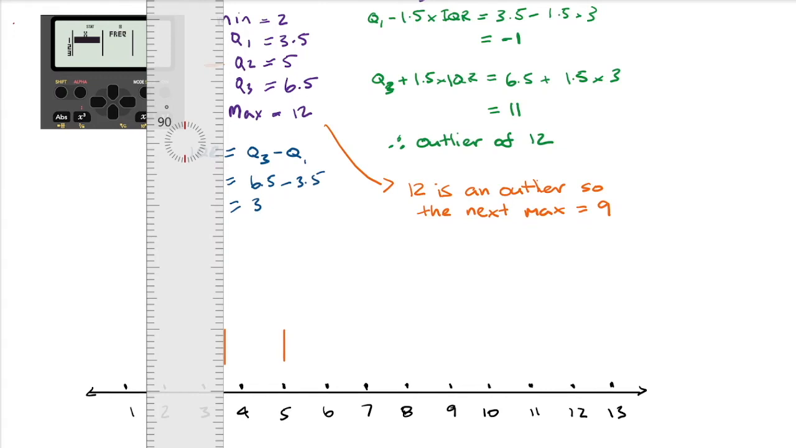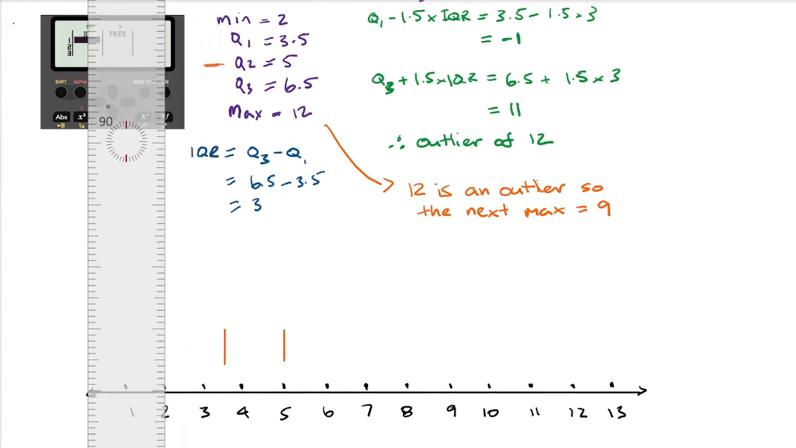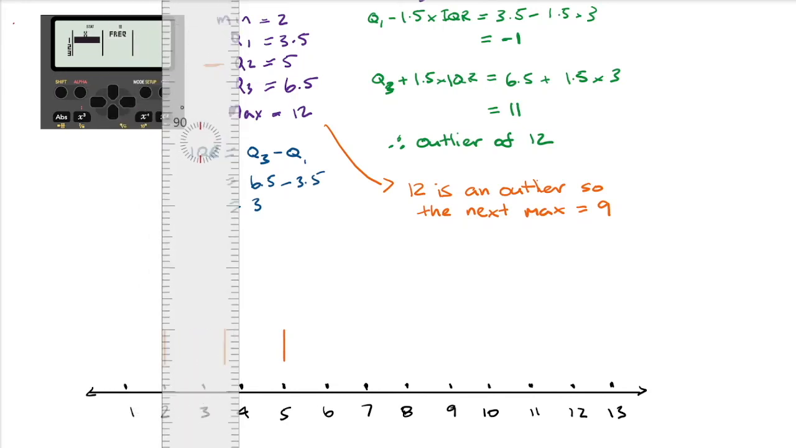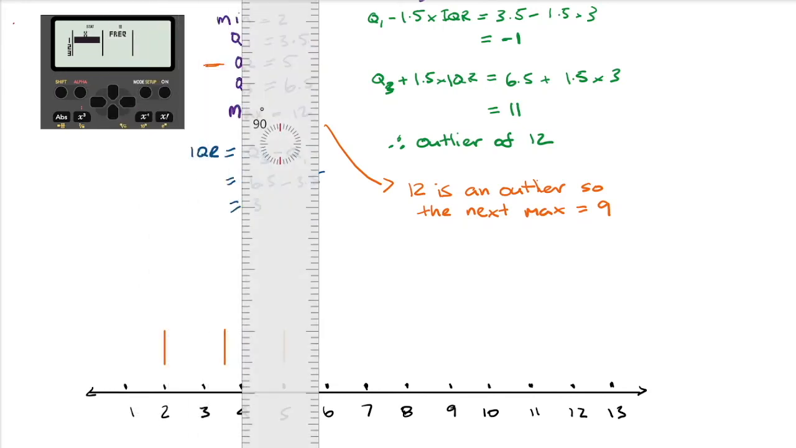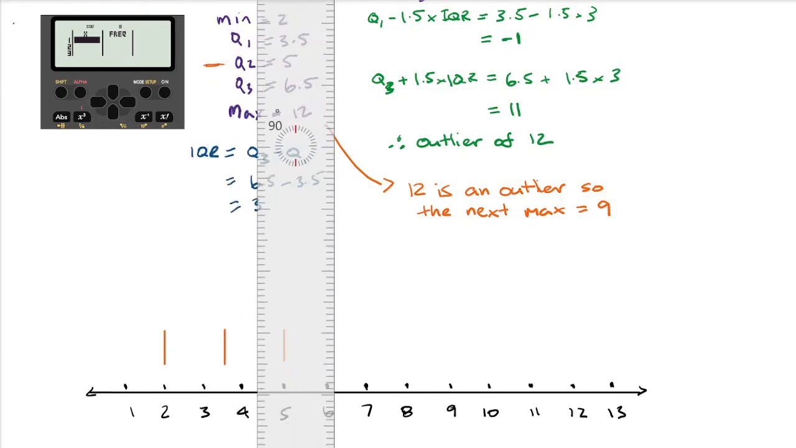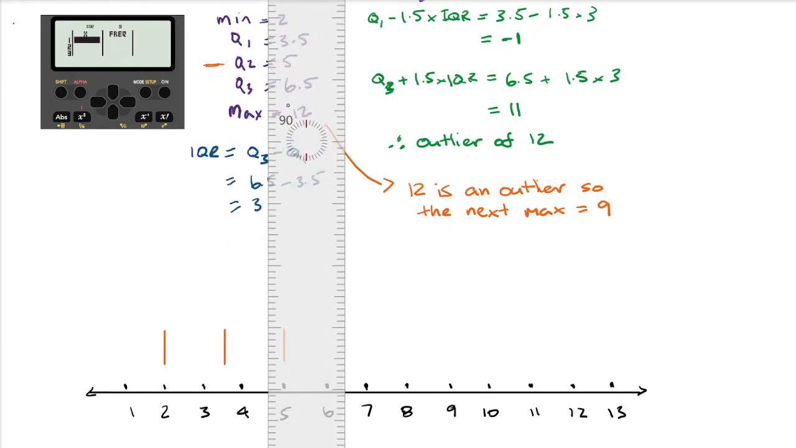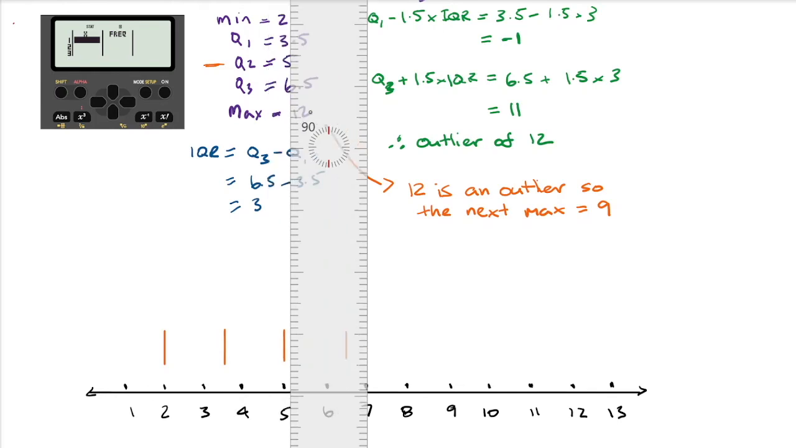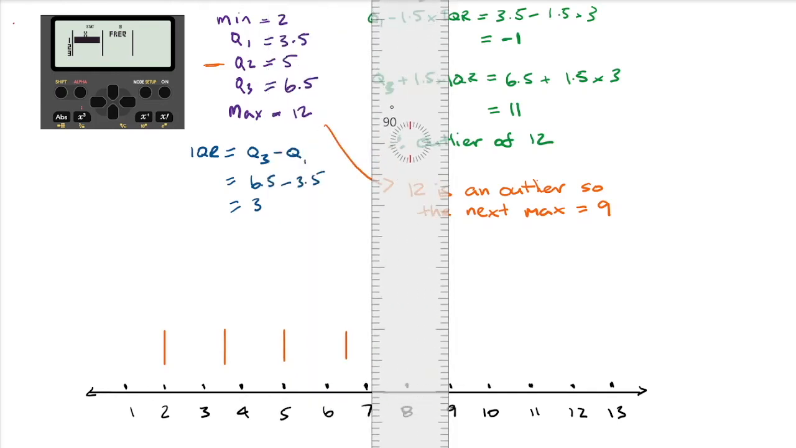Now I know that my minimum score is 2, so I'm going to go over to the 2. And I'm going to draw the end of my whisker. I'm going to go the other way now. So the other way, I've got Q3, which is 6.5. So I go between the 6 and the 7. Try and get about halfway in between. And then my new maximum is 9. So I want to put my line at 9.